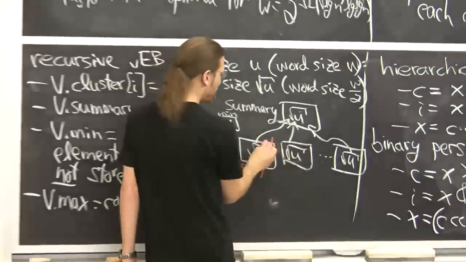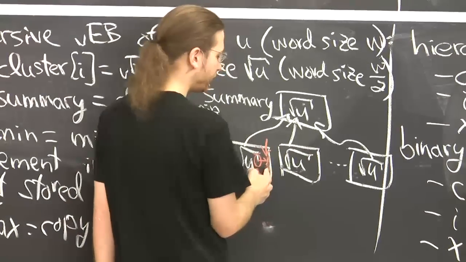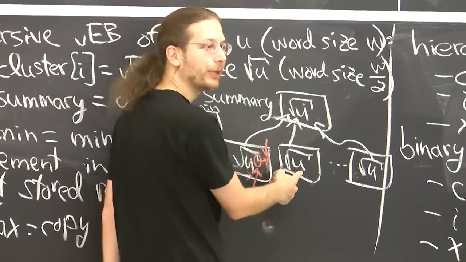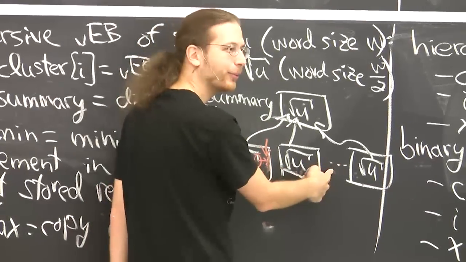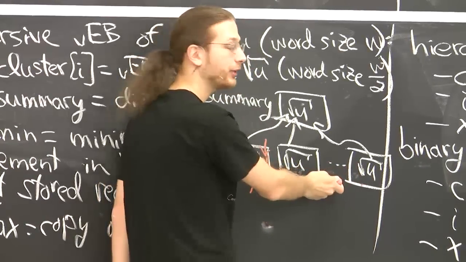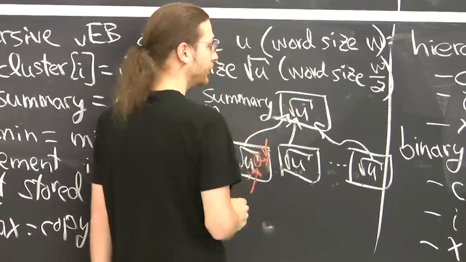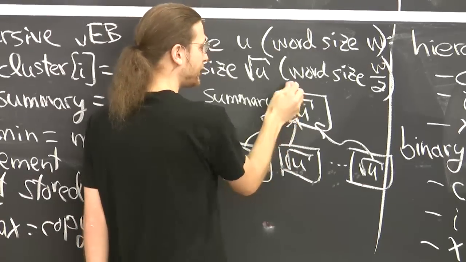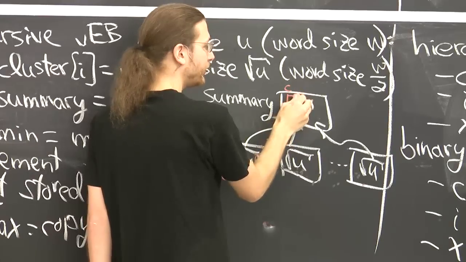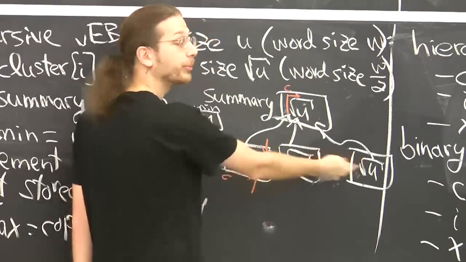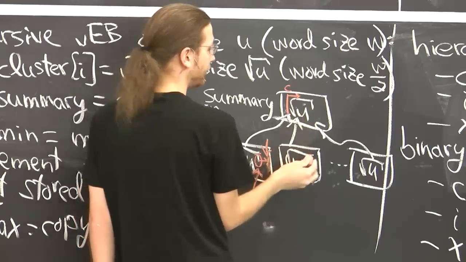We say, okay, well, if there's no successor within the cluster, maybe it's in the next cluster. Of course, that one might be empty, so look at the next cluster. We need to find what is the next non-empty cluster. For that, we use the summary structure. So we go up to position C here. We say, okay, what is the next non-empty structure after C? That's going to be where our answer lives for successor.